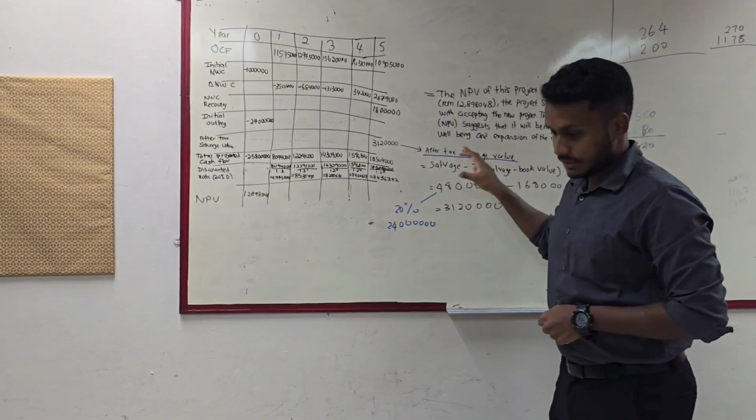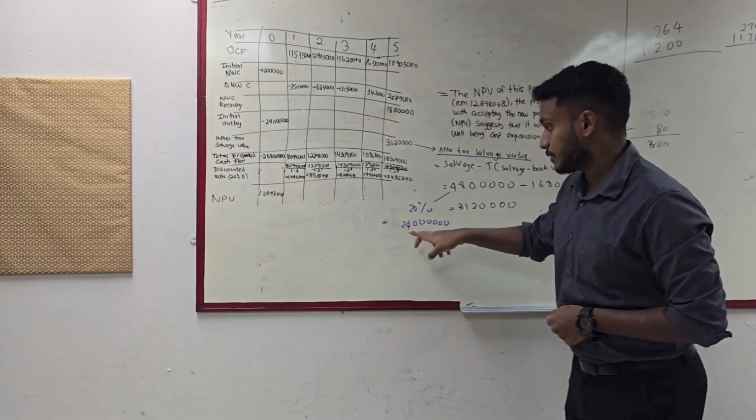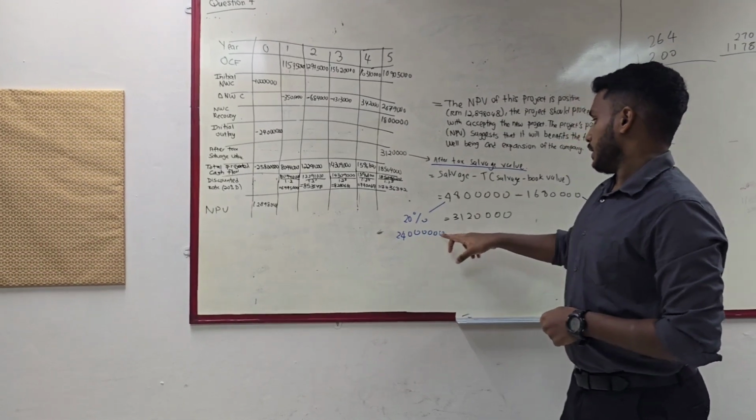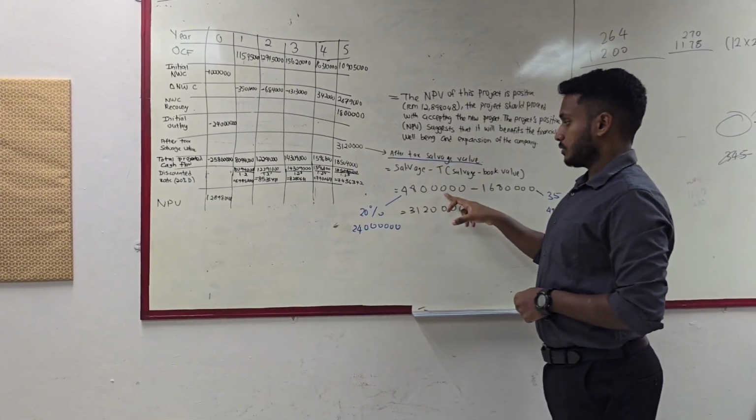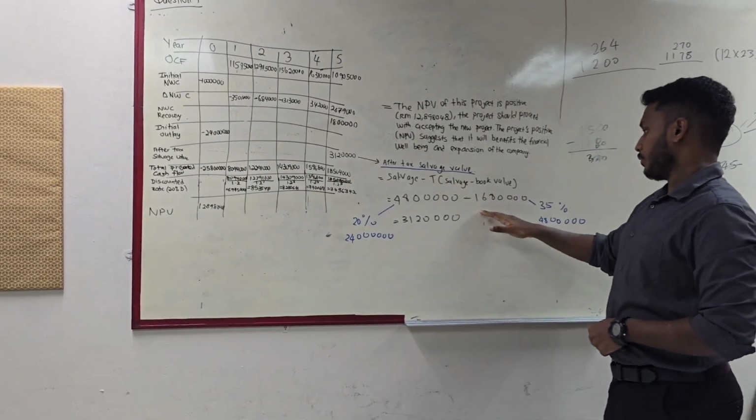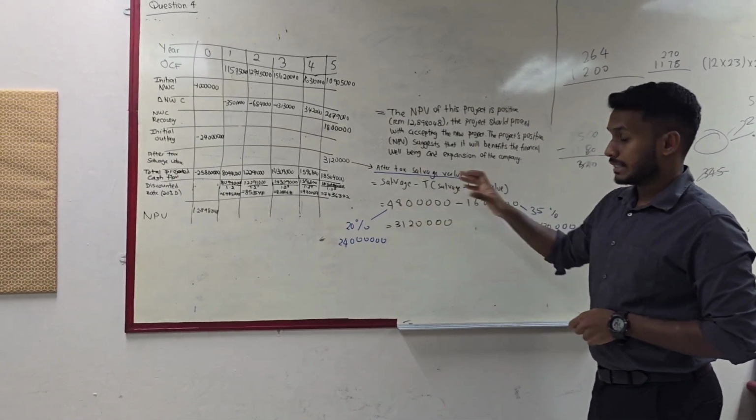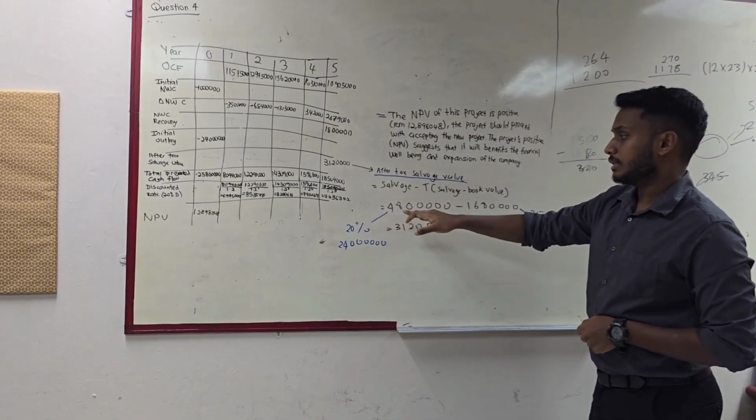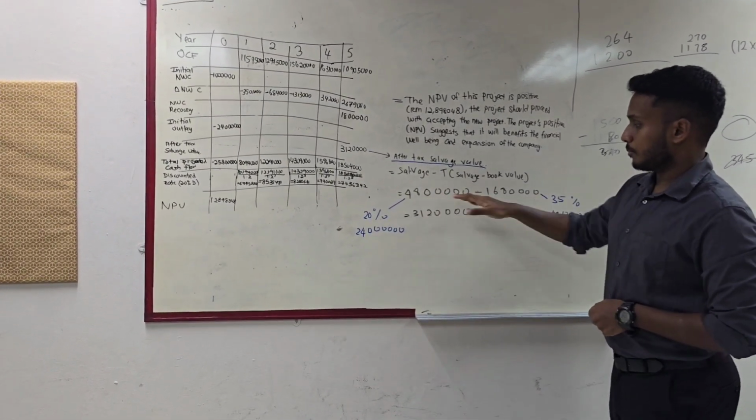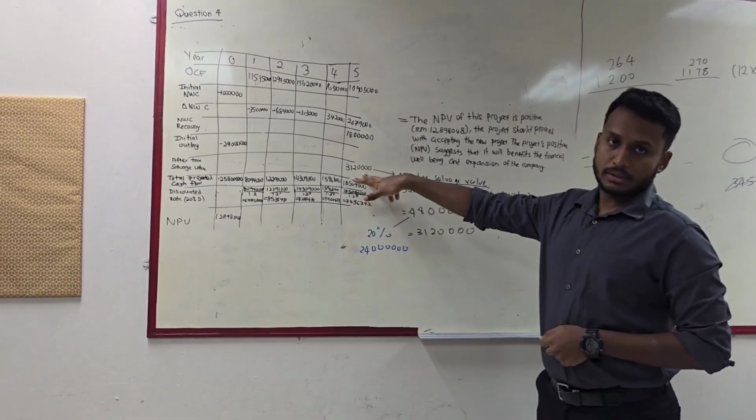To get the salvage value, you take 20% of the 24,000,000. So you will get 48,000,000 minus the tax. For the T, you have to take 35%, the tax percentage, of the 48,000,000. So you will get 168,000. If you subtract, you will get 312,000. So that's the salvage value.